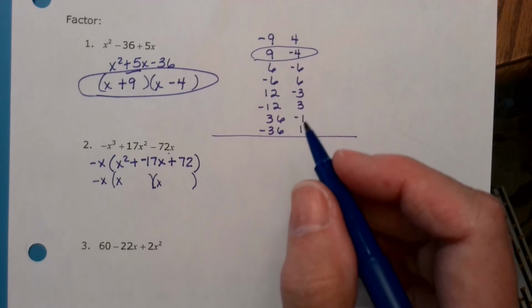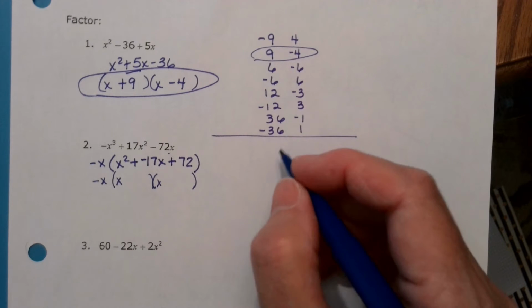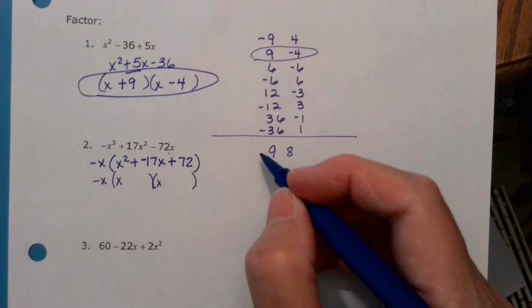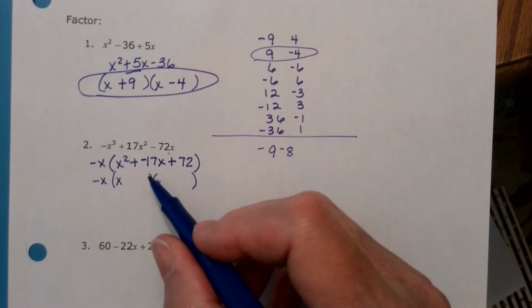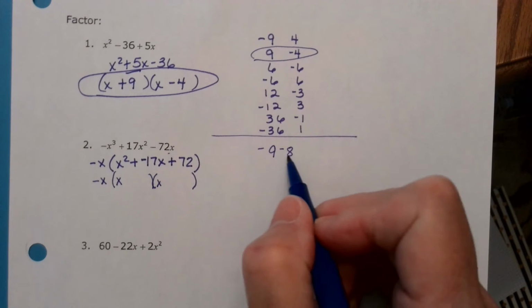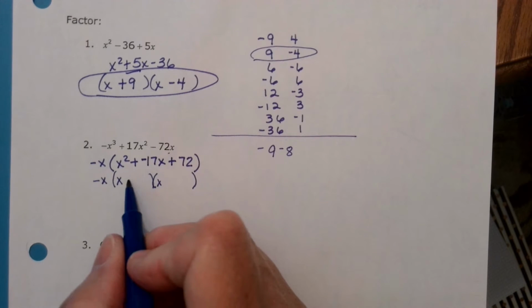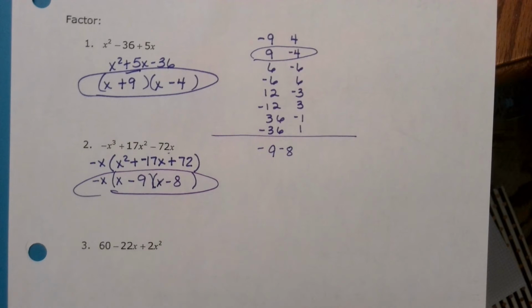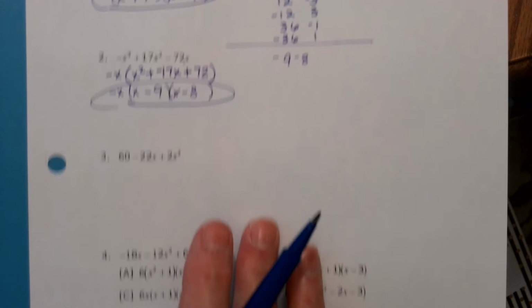Okay, so as you think through all the possibilities, if you remember that 9 times 8 is 72. Now if they're both positive, it'll give me a positive 17. But if they're both negative, it'll give me a negative 17. But when I multiply them, it gives me a positive. So that's what it is. So this is factored. So let's do this one.